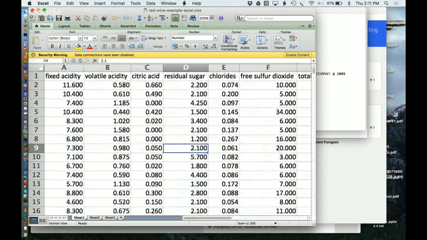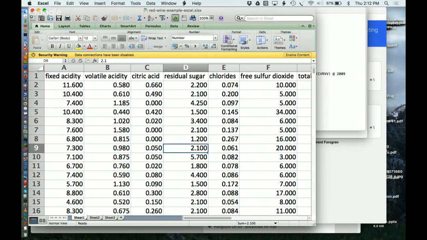Now, short quiz. Which of these factors do you think is most strongly correlated with the volunteer's perception of quality? I'm deliberately not showing you all the factors. Residual sugar? No, but good guess. Somebody else make a guess. One more guess. Why do you drink wine as opposed to grape juice?